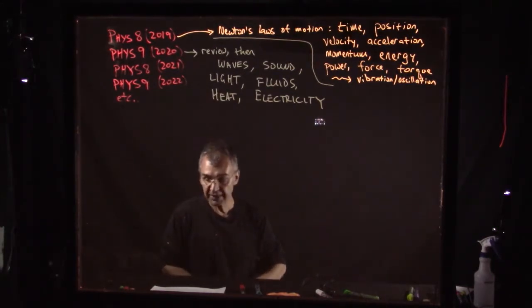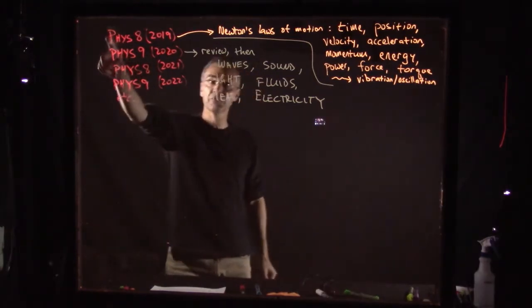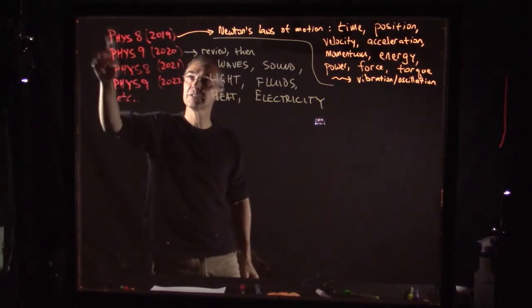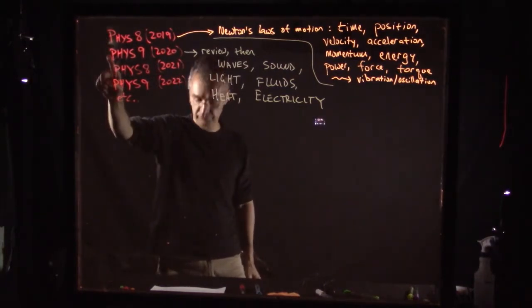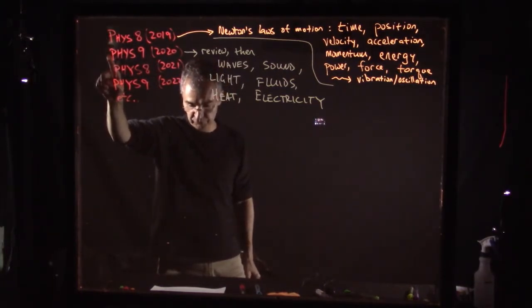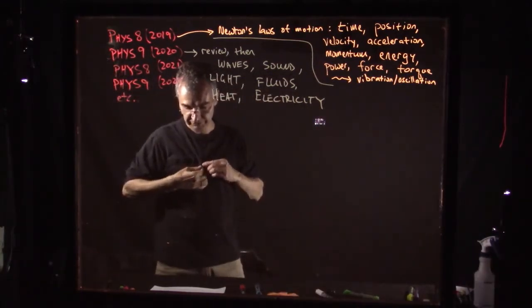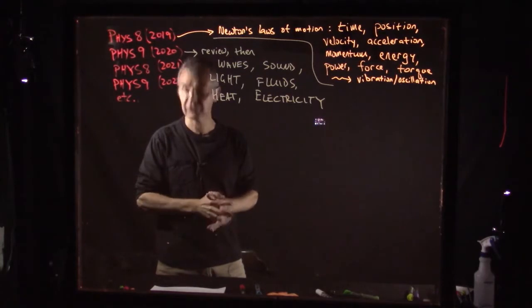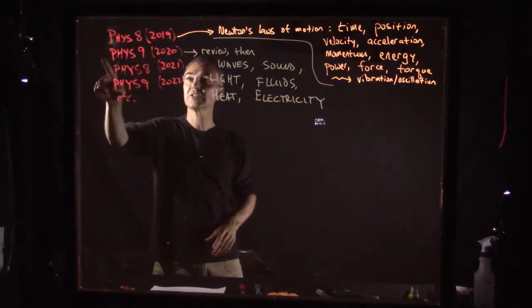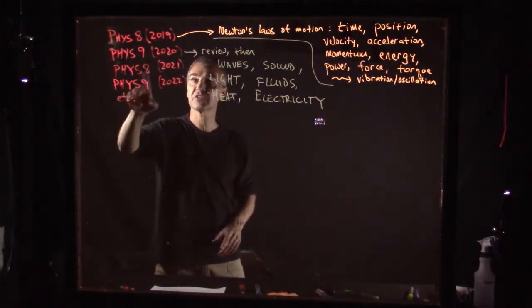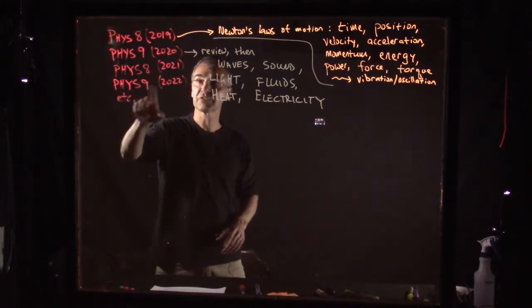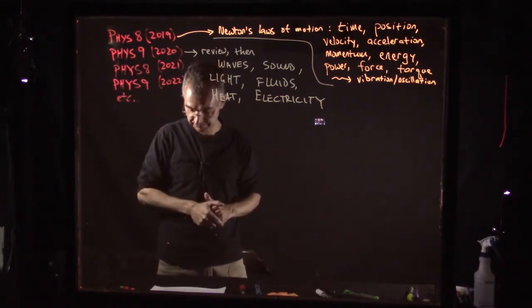So Physics 8 and Physics 9 are both known as Physics for Architects. Physics 8 is Physics for Architects Part 1. Physics 9 is Physics for Architects Part 2. So it's a two-part college physics course that we teach in alternate fall semesters. So Physics 8 in 2019, Physics 9 in 2020, Physics 8 in 2021, Physics 9 in 2022 is our current plan.